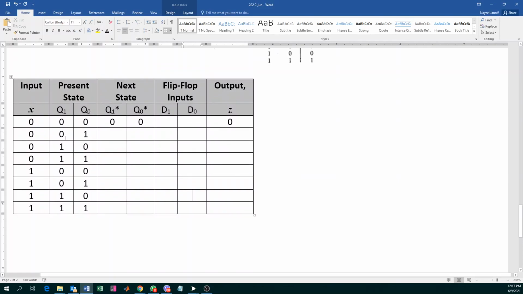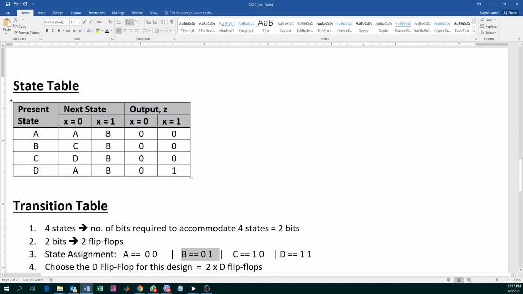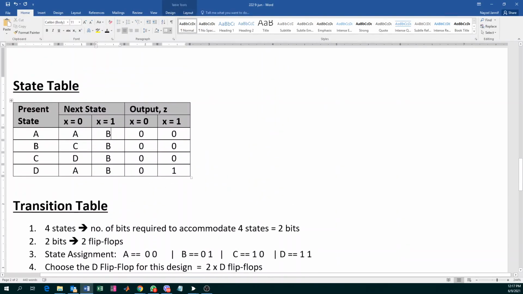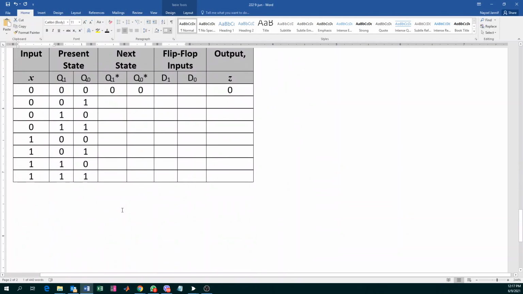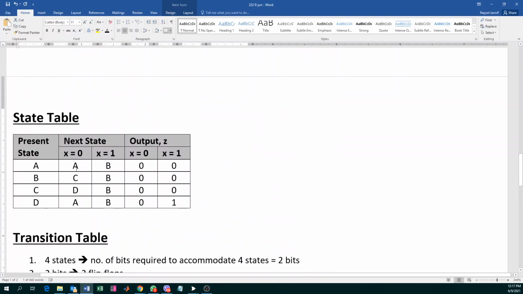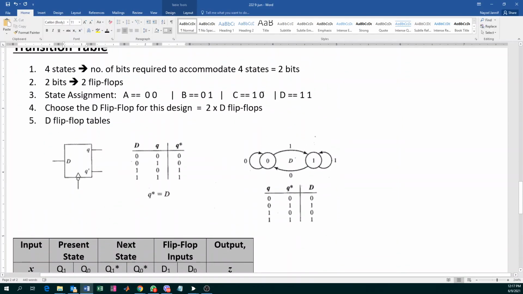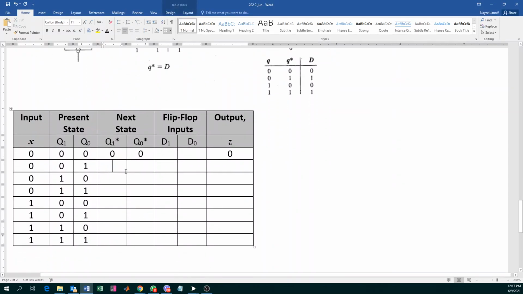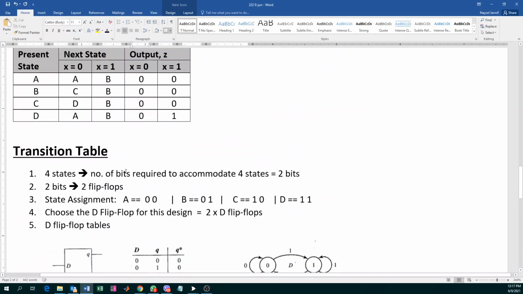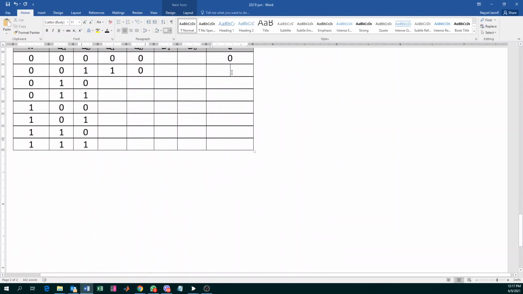Okay. Now, 0, 1. 0, 1 was what? B. 0, 1 was B. If our current state is B, and our input is 0, we jump to C. And what is C, guys? C is 1, 0. And what is our output over here in this case? Because our input was 0, your output will be a 0.